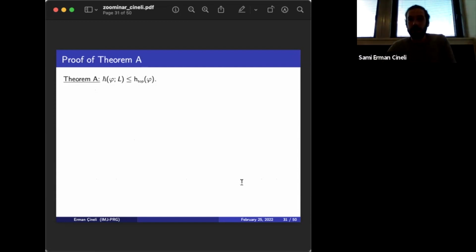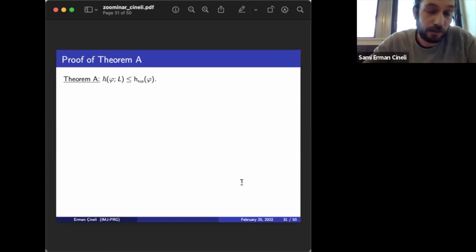Now, I will sketch the proofs of Theorem A and Theorem B. Theorem A says that relative barcode entropy is bounded from above by topological entropy.